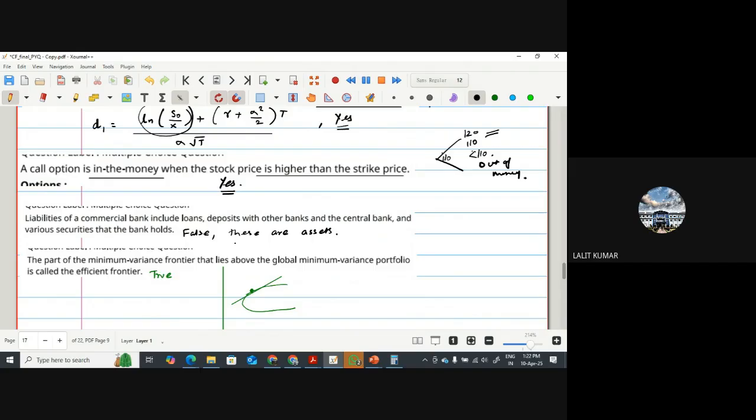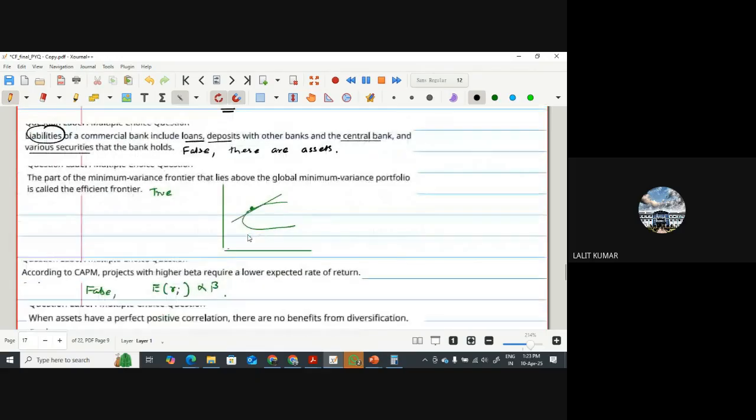Liabilities of a commercial bank include loans, deposits with other banks and the central bank, and the various securities. It is false because all these things are the assets. The part of the minimum variance frontier that lies above the global minimum variance portfolio is called the efficient frontier. This is true. If we see the previous one-hour week, I think week 6 or 7, this is the global minimum variance portfolio, and our minimum variance frontier is above this. So this is true.